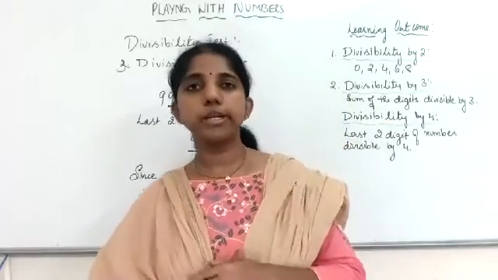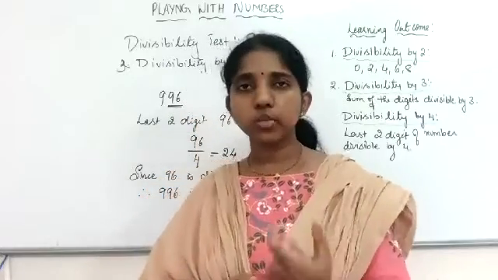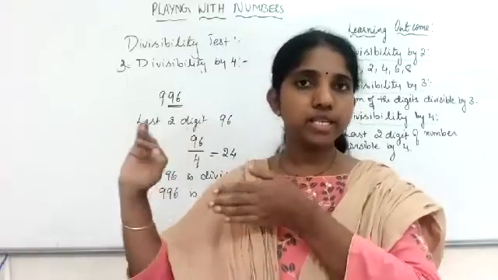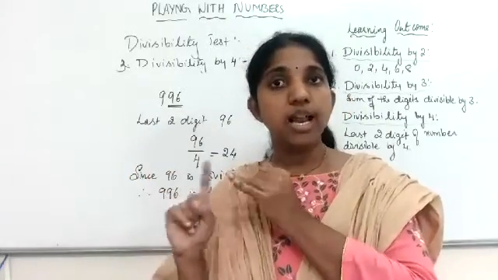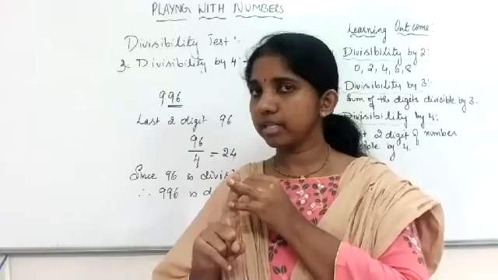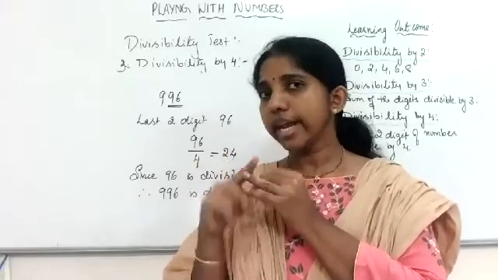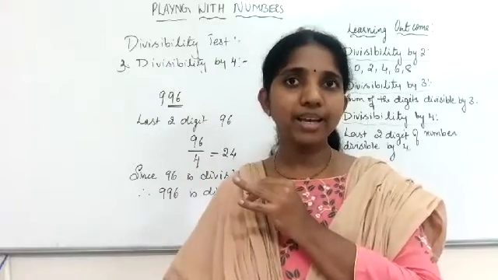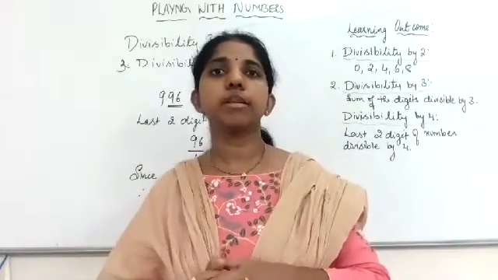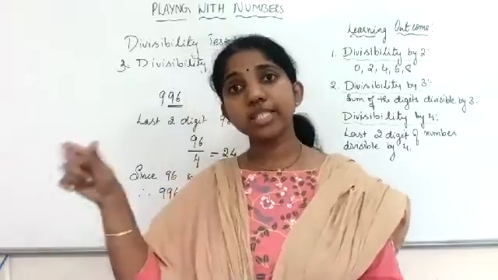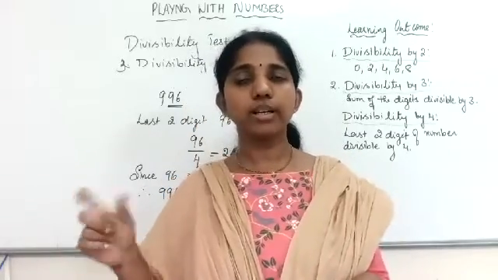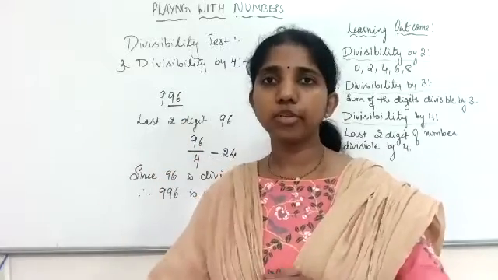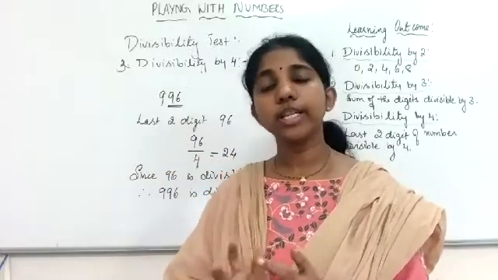Next is divisibility by 4. For this, you take the last 2 digits. Last 2 digits means from the extreme right, the units and tens place. The units and the tens place digits, taken together in order, should be divisible by 4. Then the number is divisible by 4.